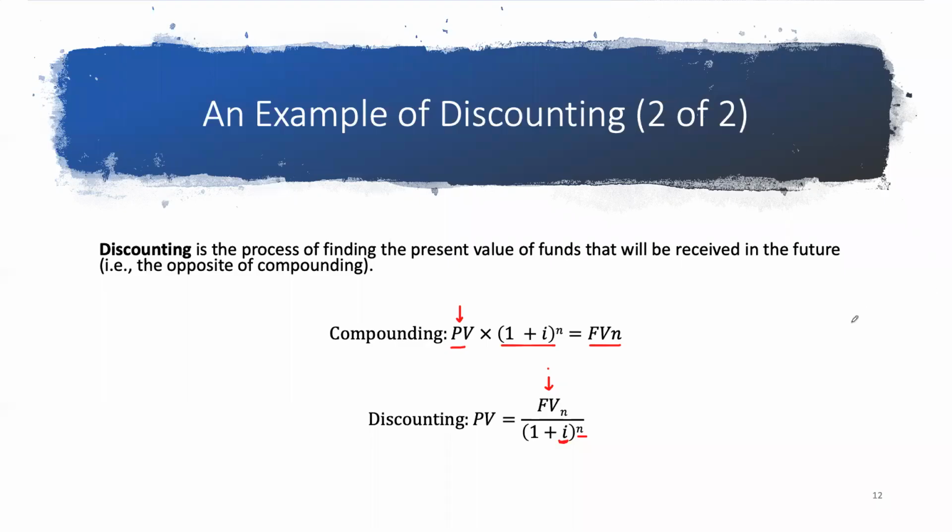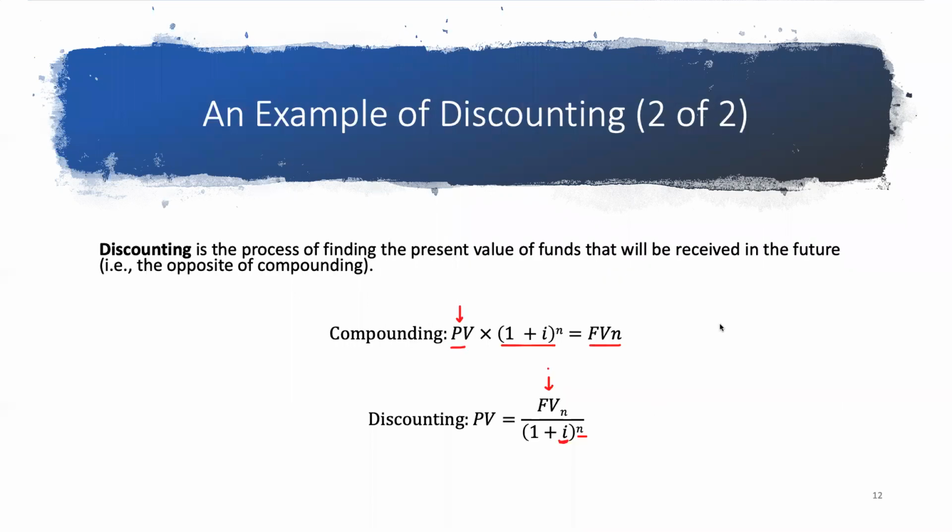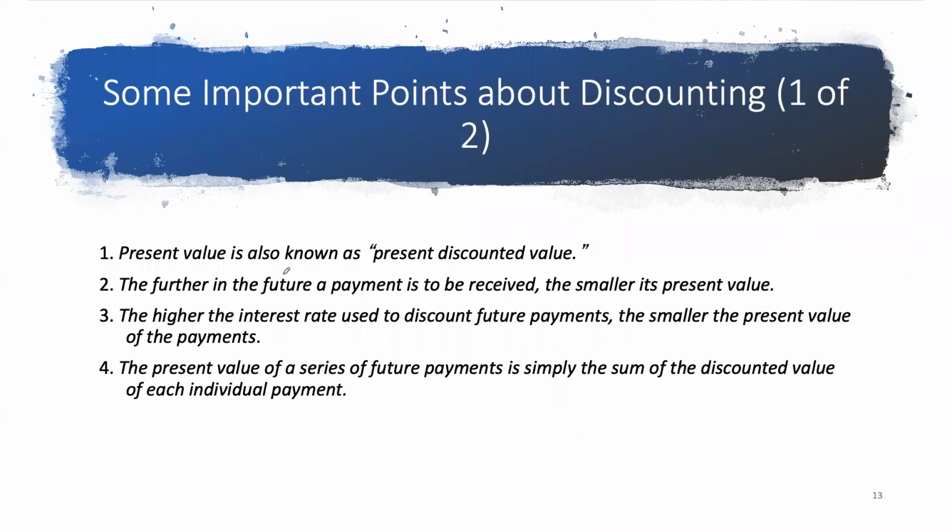All right, so let's take a look at some key features, some important points that you need to remember about discounting, right? So all of that follows from this formula itself, right? Every single thing that I have to mention here follows from this idea. So the first thing is, of course, that sometimes you will see that a present value is also written as present discounted value. Don't get confused.